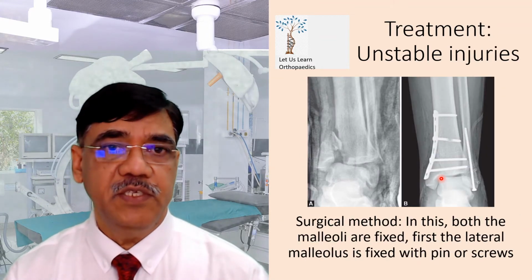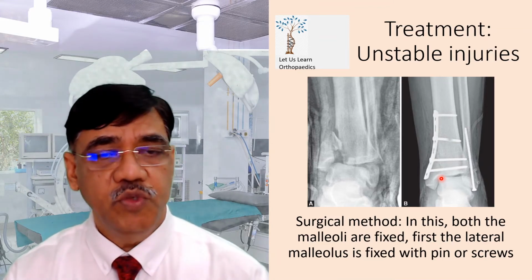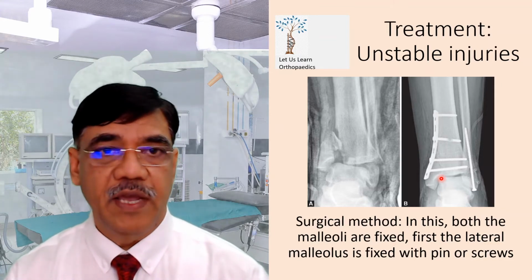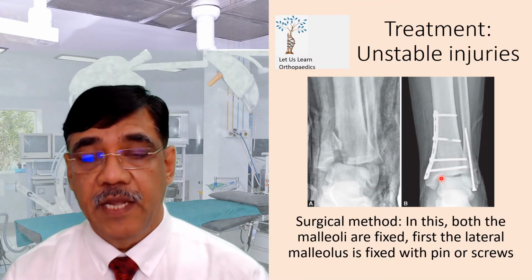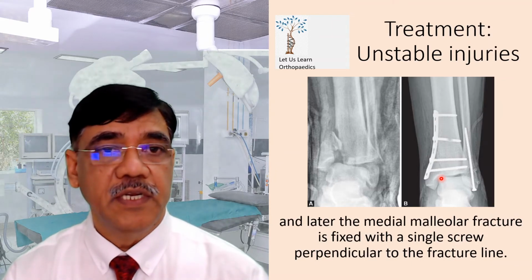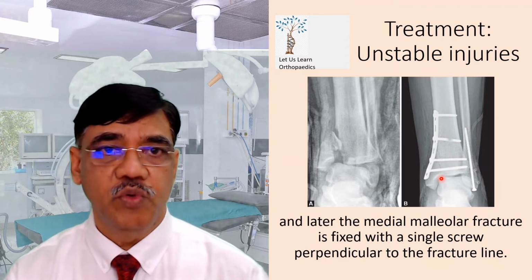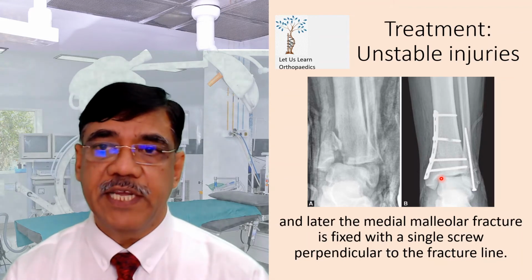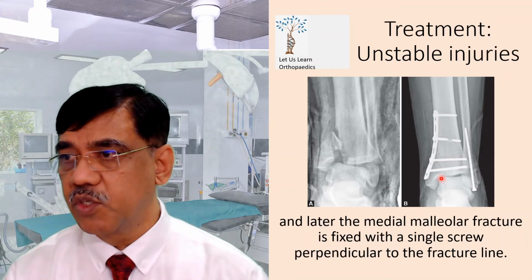Surgical methods: in this, both the malleoli are fixed. Usually the lateral malleolus is fixed first because that restores the length of the fibula and provides stability to the ankle mortise. It may be fixed using either pins, screws or a plate, and later the medial malleolar fracture is fixed with either a single screw or a plate, depending upon the situation. In this particular X-ray, the lateral malleolus is being fixed using one single screw.